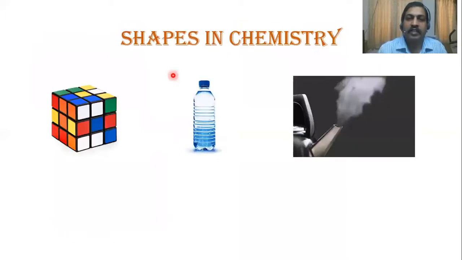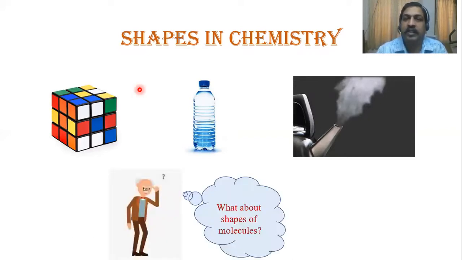We have learned that solids have a definite shape, liquids assume the shape of the container, and gases have neither definite volume nor definite shape. They just occupy the entire space available to them. So let's get deeper. What about molecules? Yes, covalent molecules do have molecular shapes or molecular geometry.